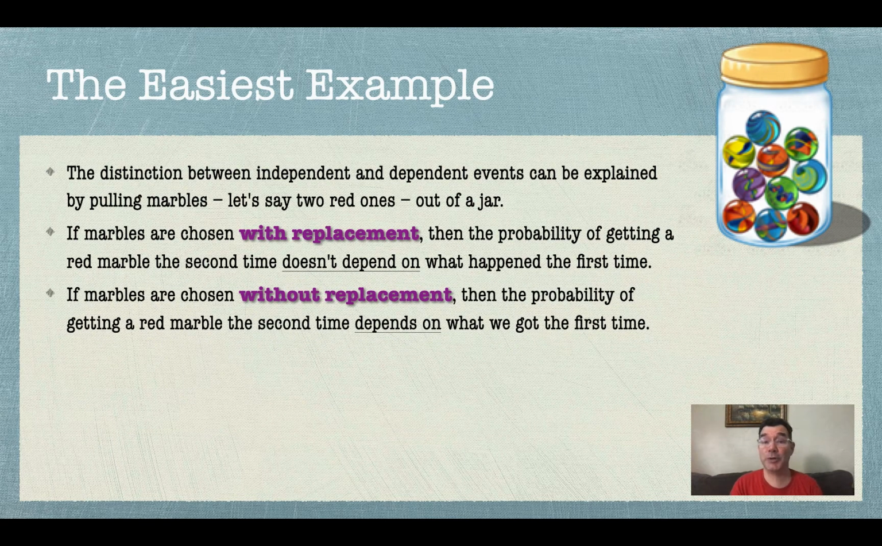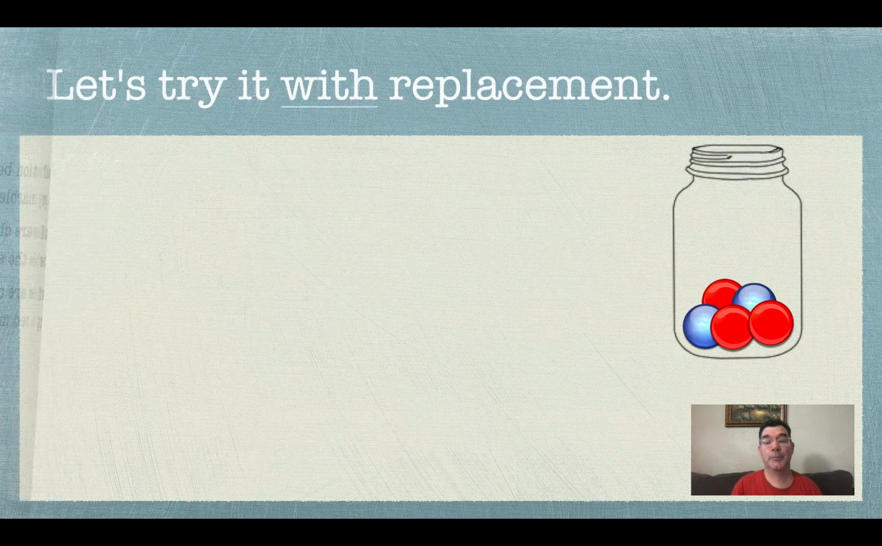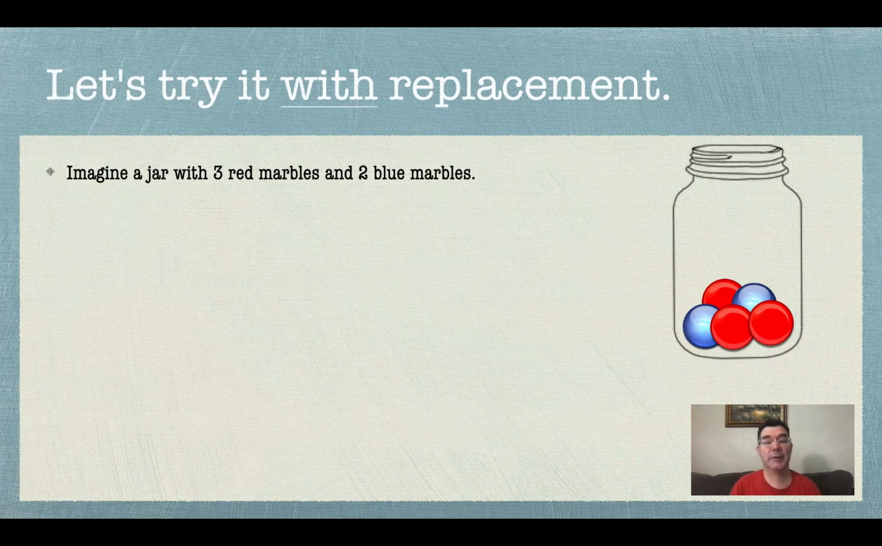But if I don't put the marbles back, that's called without replacement. So the situation is going to change with every marble that I pull out of the jar. Now it's a completely different situation. The number of red marbles has changed. The number of marbles of other colors has changed. And so the probability of being successful changes. So the probability depends on what happened the first time.